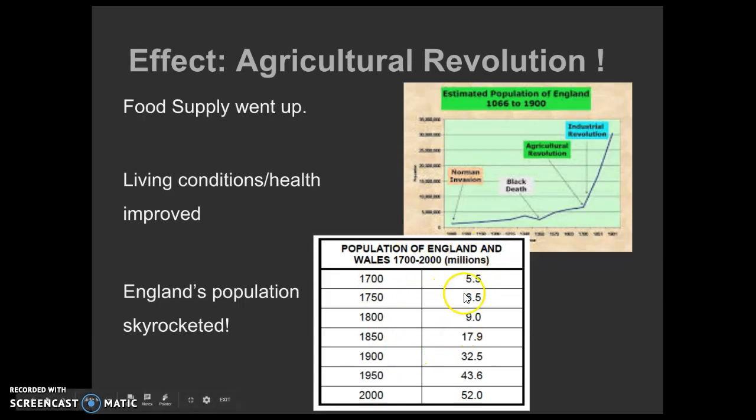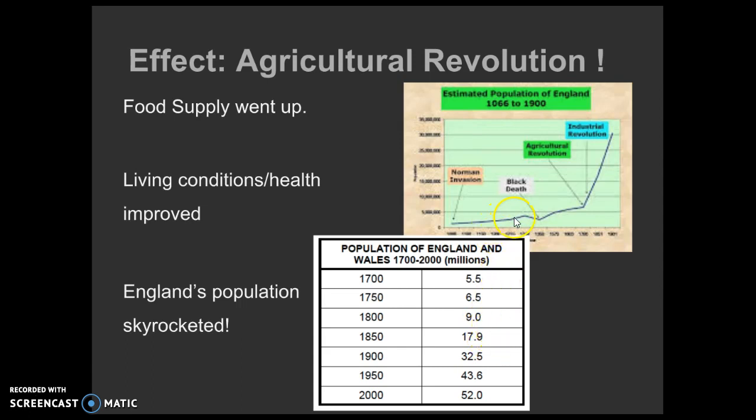The one on the bottom right, the white chart, shows you by every 50 years in England how much the population increases. So you can see it kind of increases at a normal rate from 1700 to 1750, from 5.5 million to 6.5 million. Then you have a pretty big jump to 1800 to 9.0 million. And then in 1850, it almost doubles from 9 million to almost 18 million. So that's when the big population boom occurred.